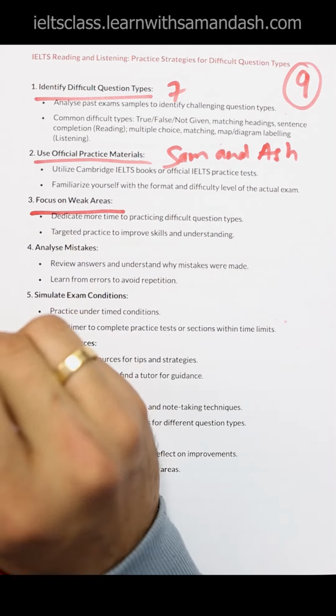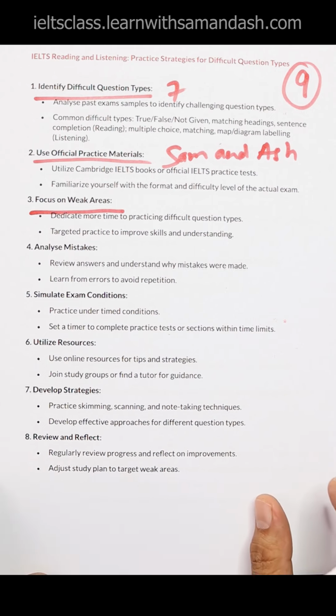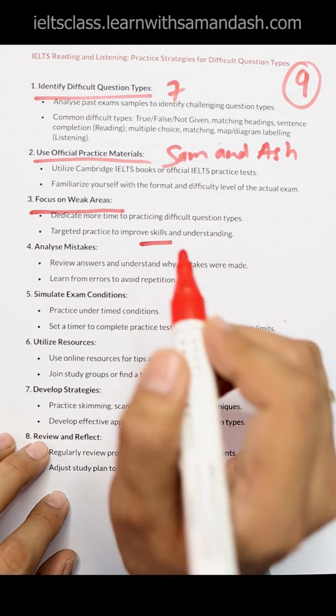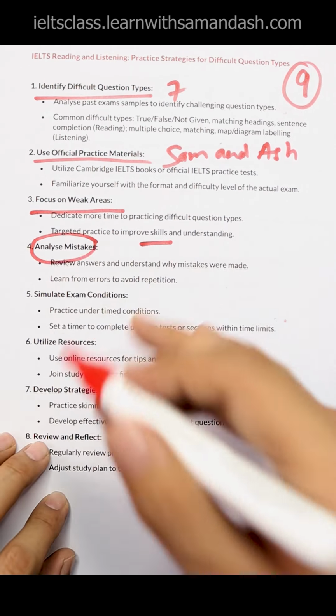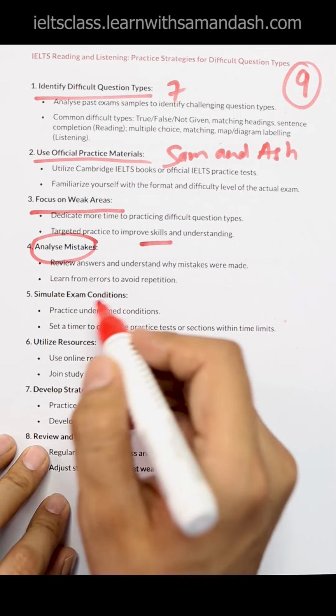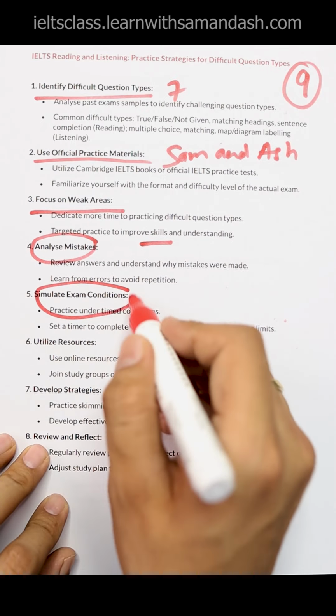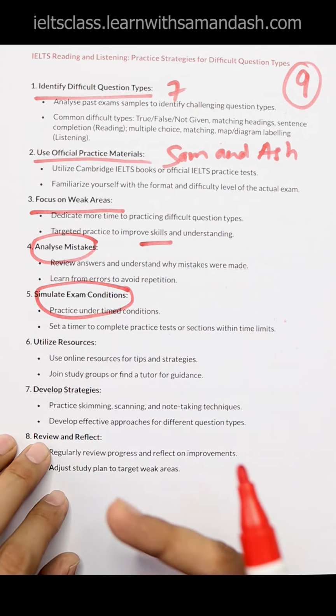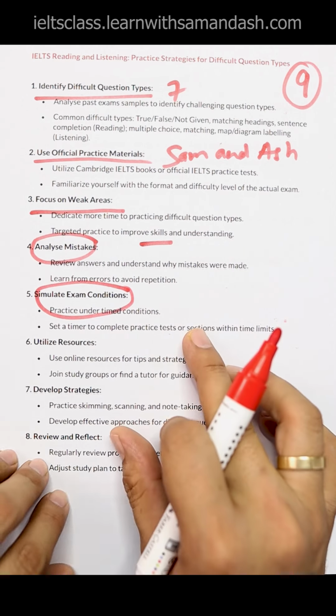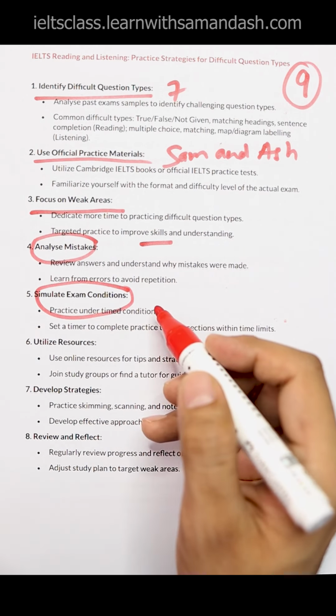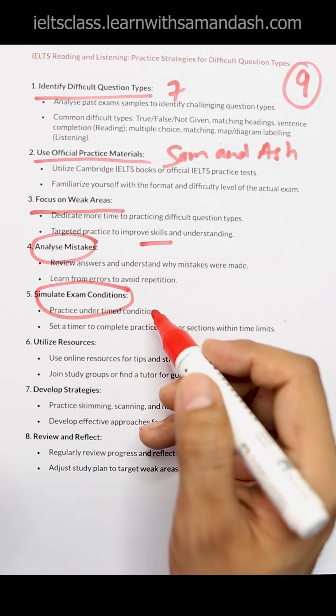Focus on your weak areas, where am I having difficulty? What skill am I having issues with? Not just question type skills. Analyze those mistakes. If you practice, see what mistakes you are making. Simulate exam condition. Basically, be strict with yourself. Don't allow anyone in that room when you're practicing, so that you're getting the same stress as the real exam.